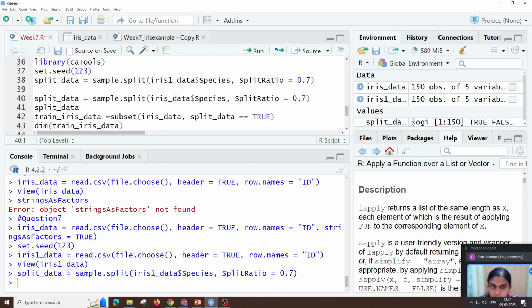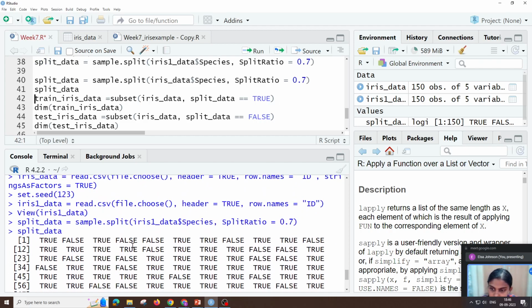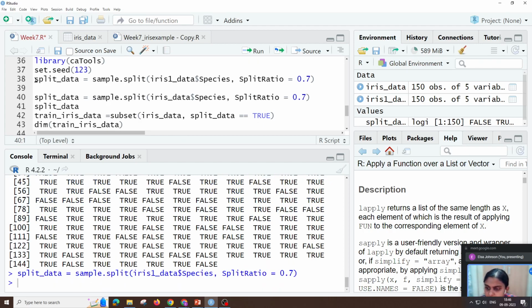So if I do, it is like coming 1 to 50. Okay, if you just see here, it is coming like this itself. So if you are giving like that, it's coming like false, true like that.